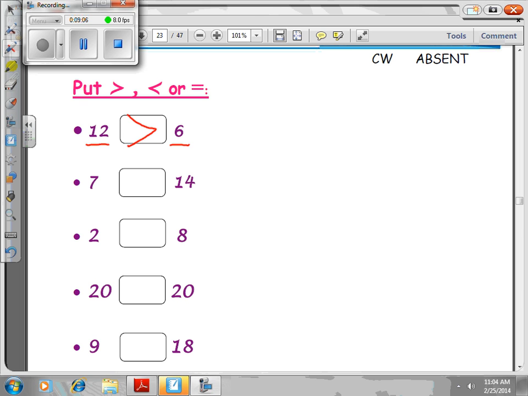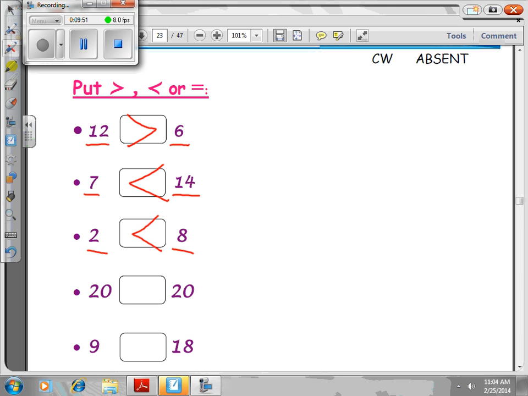The next example, here is number 7 and number 14. Now, which is bigger, 7 or 14? Yes, 14 is bigger than 7. So the mouth of the alligator will open to eat the bigger number, which is 14. The next example, we have numbers 2 and 8. Which is bigger, 2 or 8? Yes, 8 is bigger than 2. So the mouth of the hungry alligator will open to eat the bigger number, 8.